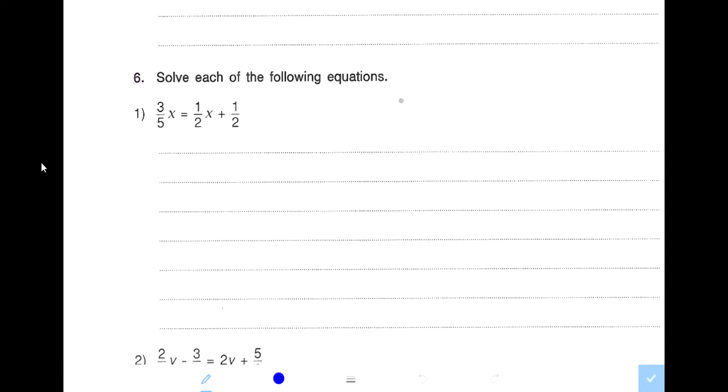Okay, let's start with the LCM. What is the LCM of 5 and 2? The LCM of 5 and 2 is 10, right? So we will multiply all of them by 10. We have 3 over 5x is equal to 1 over 2x, and then plus 1 over 2. So multiply it by 10.